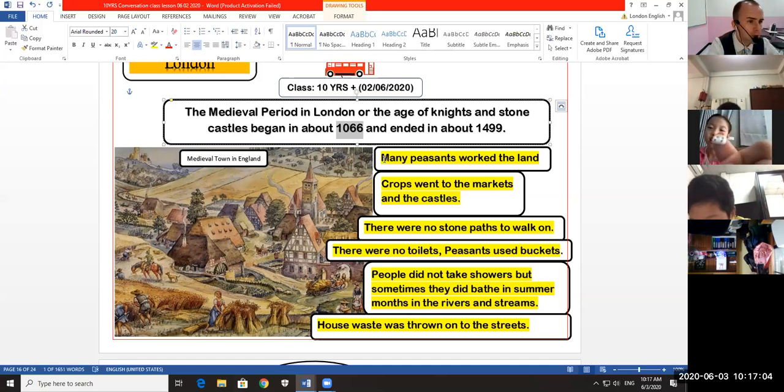1066, from this point on, was a time when a lot of castles started to be built, okay? These are stone buildings. Before this, you had some stone castles, but there were not many of them. They were left over from the Romans, so the Roman period, right?